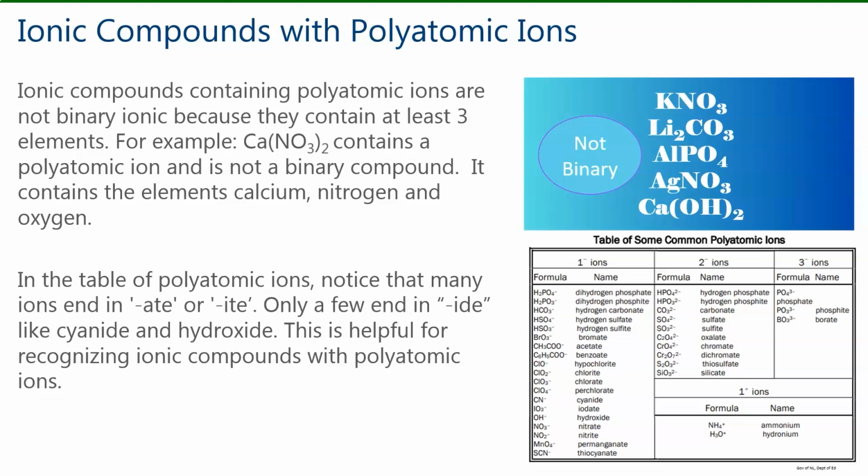Here's some examples of some ionic compounds with polyatomic ions. We have potassium nitrate, lithium carbonate, aluminum phosphate, silver nitrate, and calcium hydroxide.